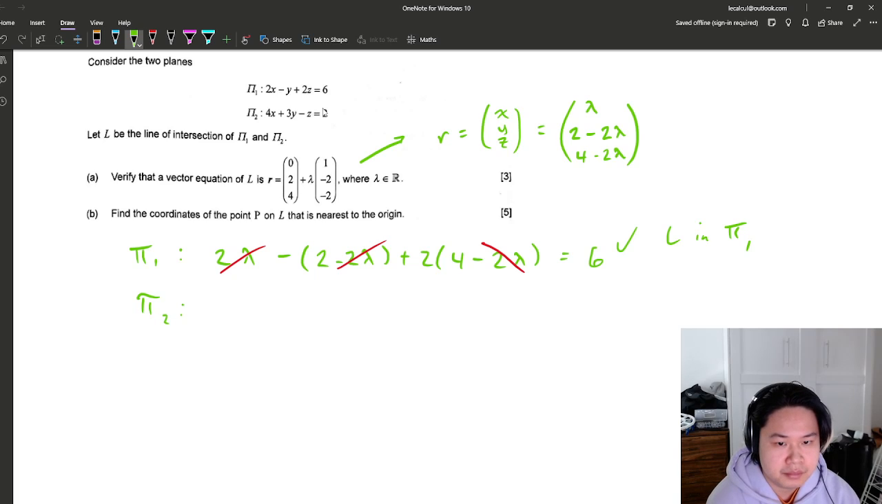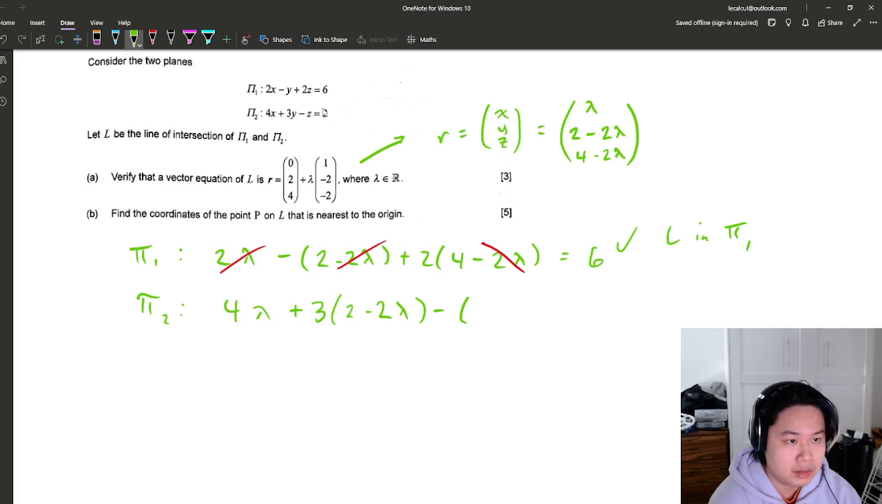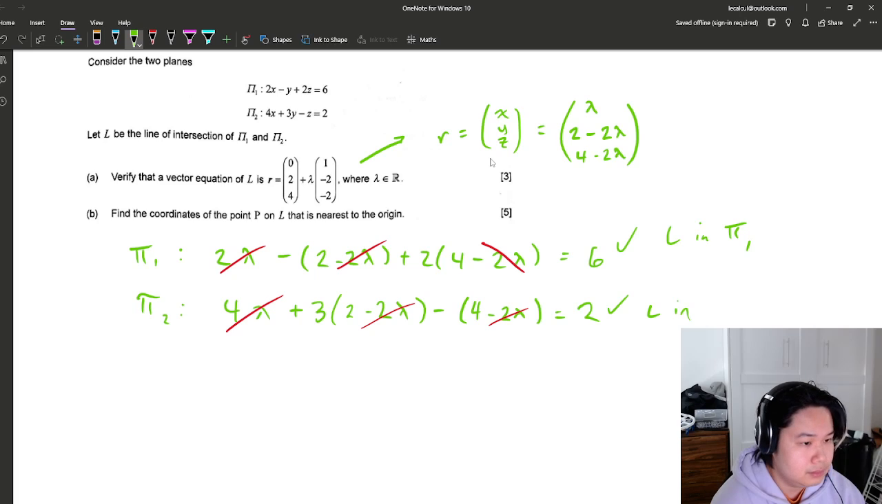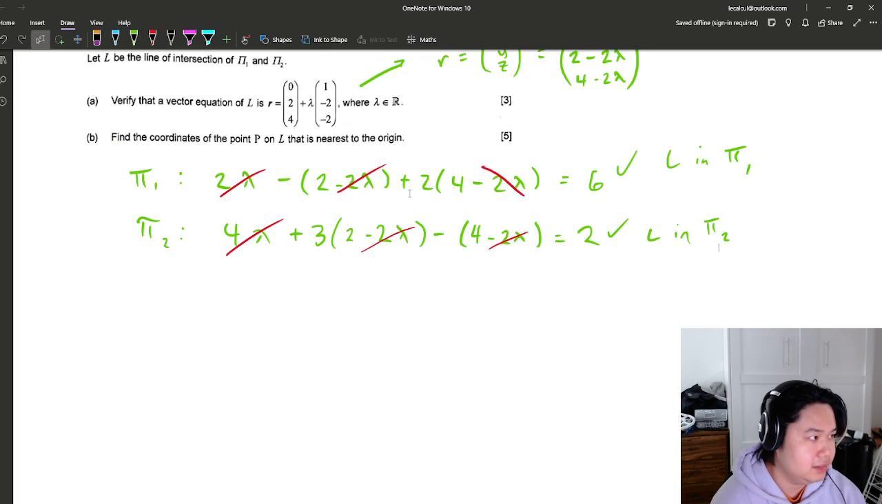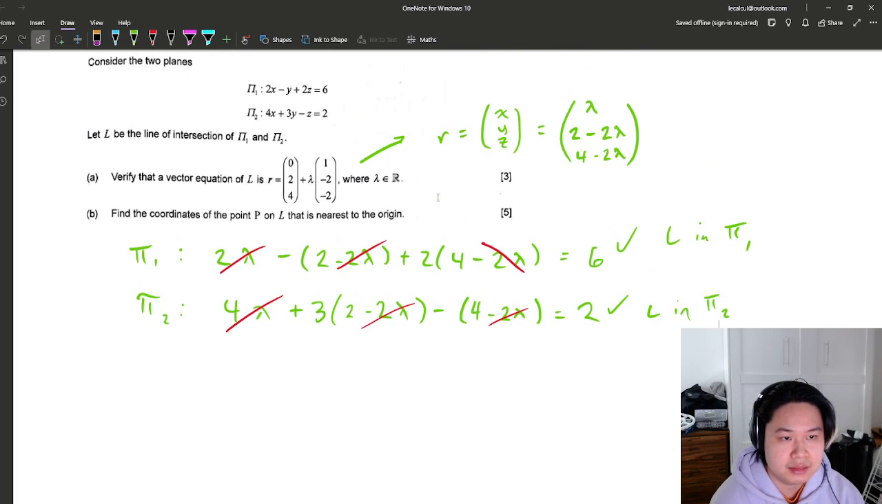And then we check the second one. 4 lambda plus 3 times (2 minus 2 lambda) minus z, and then this should equal 2, which it probably does. So these lambdas cancel out, and then you have 6 minus 4, which is 2. Okay, so therefore L is the line of intersection between the two planes. Easy. And then find the coordinates of the point P on L that is nearest to the origin.